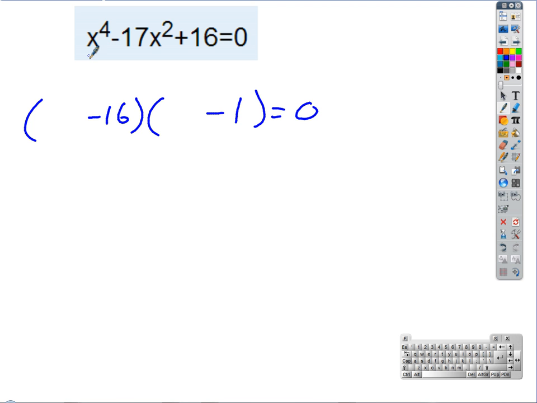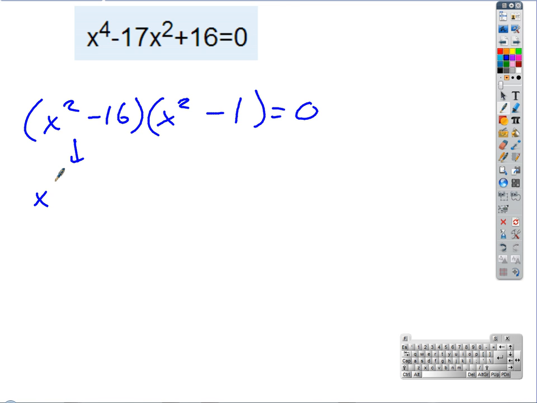X squared. Right? Because I have an x to the 4th and an x squared this time instead of x squared and x, like in chapter 5, right? And so now look, all I've got to do here, I've got this thing factored to where they're quadratic. I've got a product of factors equals 0, so just set the factors equal to 0 and solve.